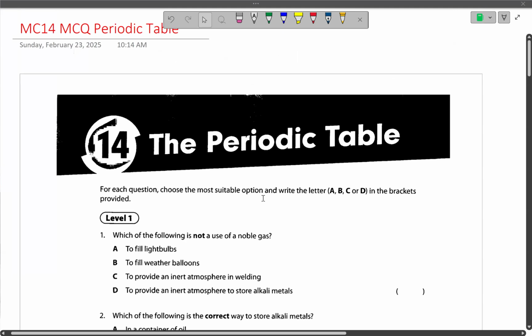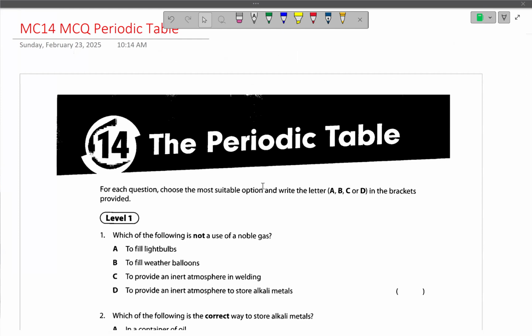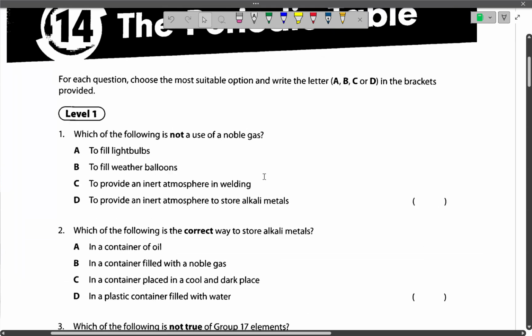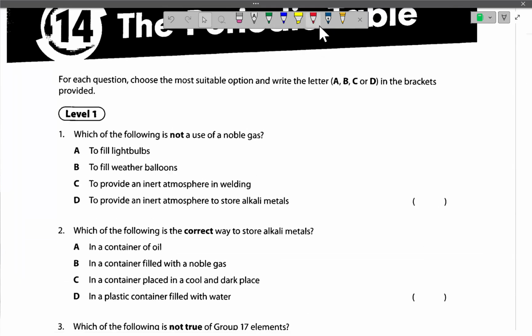Okay, this paper comes from the Marshall Cavendish MCQ book, chapter 14, periodic table. Okay, let's run through the questions. Level 1 questions will be quite easy, but need a bit of memory.